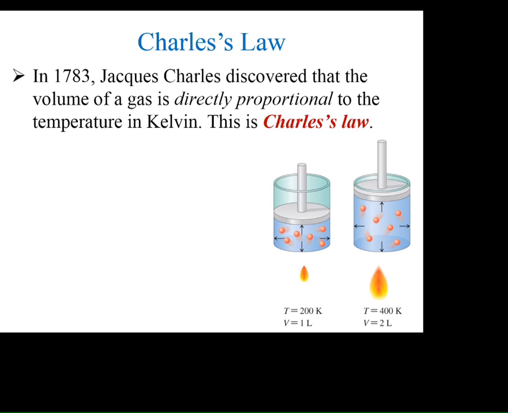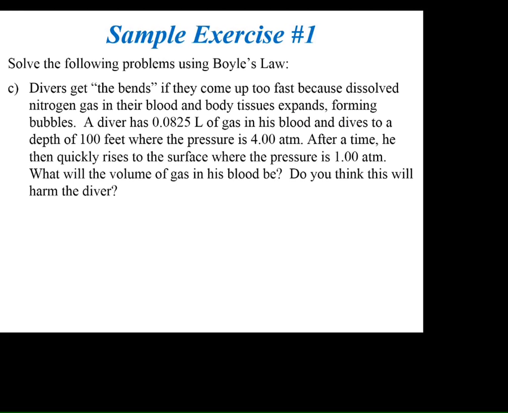All these gas bubbles in your blood and your brain and your muscles begin to expand and pop and burst and cause all kinds of bad, nasty stuff. So, try this one out. You have a diver, and the volume of gas in his blood is about 0.0825 liters, and the pressure at about 100 feet down is about 4 atmospheres. So it's about 4 times the pressure you normally feel. If he just quickly surfaces up to the surface where it's 1 atmosphere, what will the new volume of gas in his blood be? So figure it out.